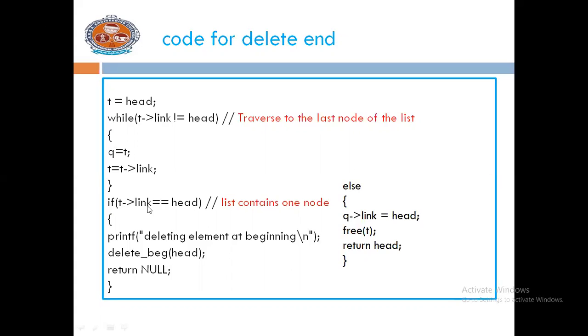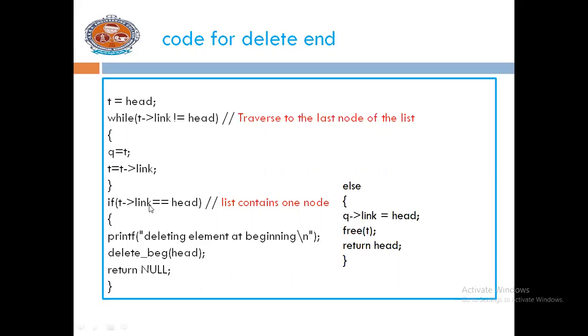If t of link is equal to head, that means the list contains only one node. Whenever t of link is not equal to head, the while loop moves ahead. If t of link is equal to head, it stops. That means the list contains only one node. So here deleting the last node is similar to deleting the node from the beginning, deleting the element at the beginning. So here we can use the delete begin function.